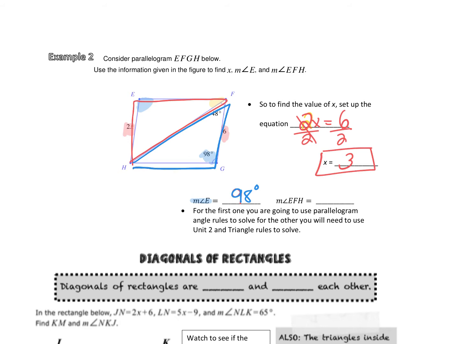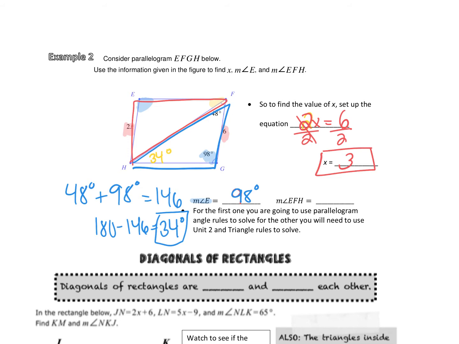If I look at the blue triangle, notice that I have two angle measures in the blue triangle. I have 48 degrees and 98 degrees. And if you recall from Unit 2, the measures of all the angles in a triangle add up to be 180 degrees. So if I add 48 and 98, I get 146. And if I subtract that from 180, so 180 minus 146, I now found my third angle measure, and it's 34 degrees.